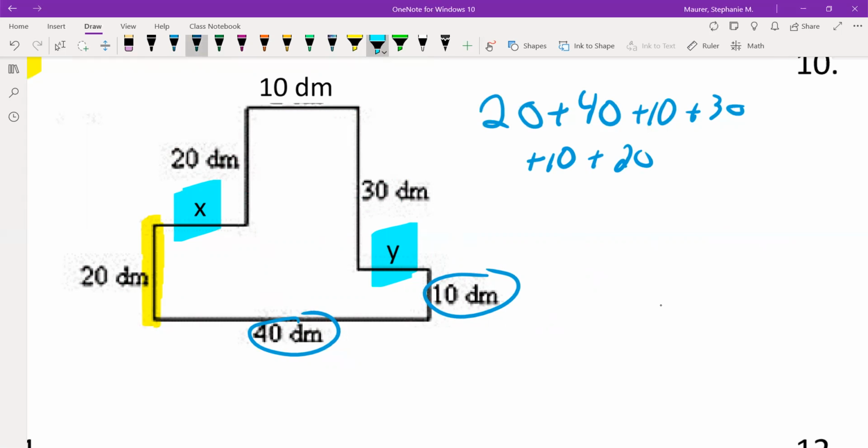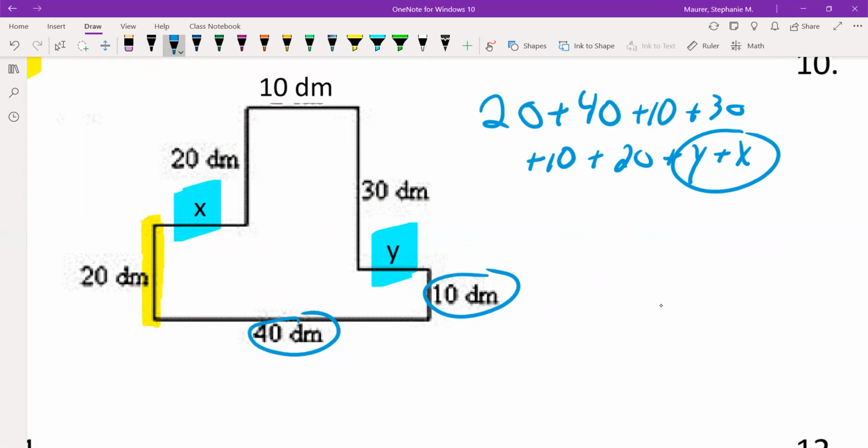So the issue with this problem, and what makes it a little bit different than the traditional perimeter problem, is that normally you just add up all the sides and you'd be done. But in this case, we're actually missing two sides. We're missing the y and we're missing the x. So could we go through and add up all these numbers?